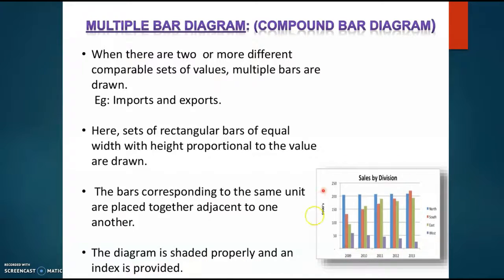So, children, look at this picture. This multiple bar diagram depicts 4 sets of data like north, south, east and west. So, we have to use 4 different shades for these 4 sets of data: north, south, east and west.